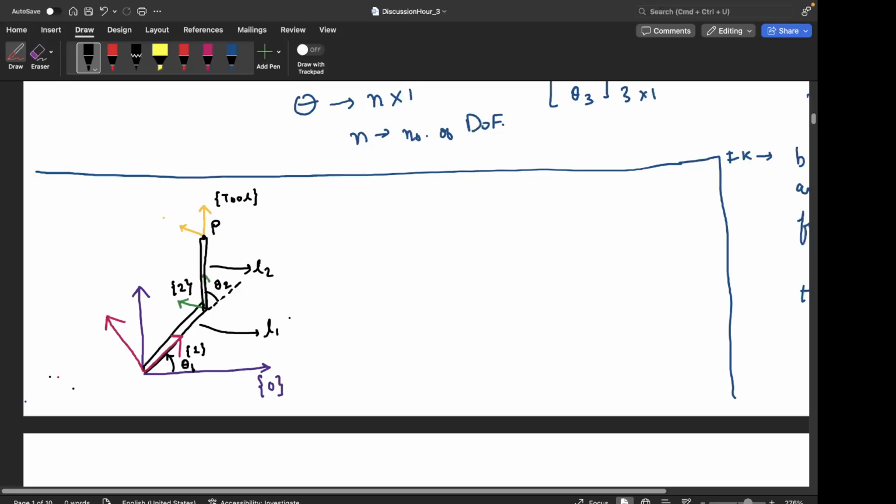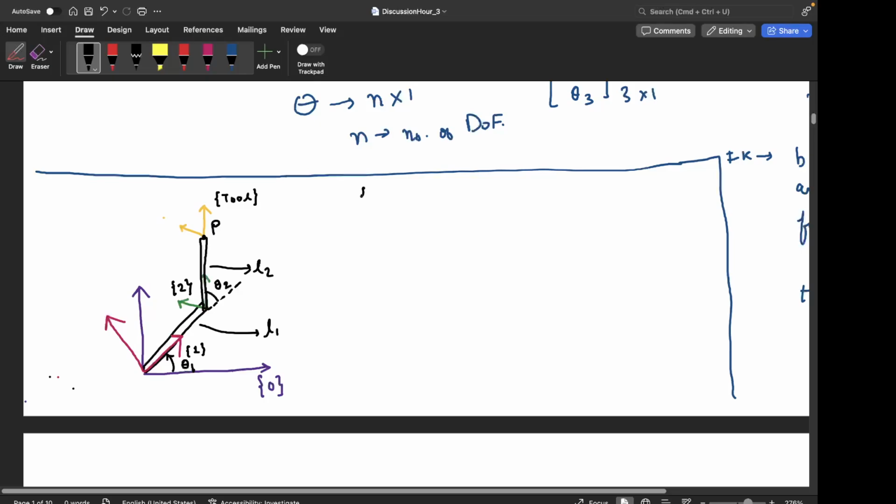Okay, so frame 0 is the base frame, frame 1 is attached to the first link, frame 2 is attached to the second link, or is at the second joint attached to the second link, and moves with the second link. The tool frame is at the end effector, and it is also attached to the second link and moves with the second link.